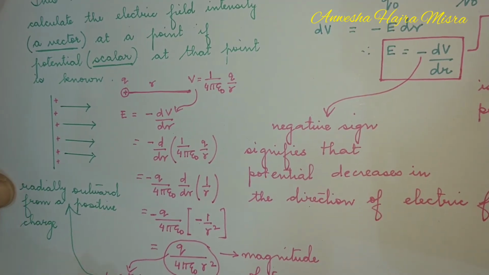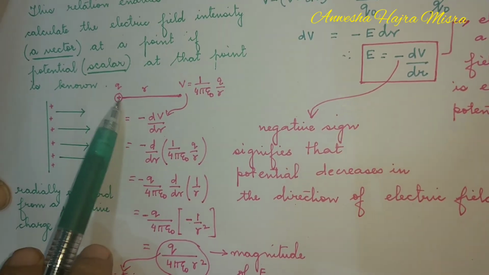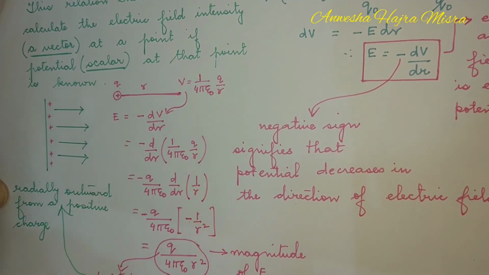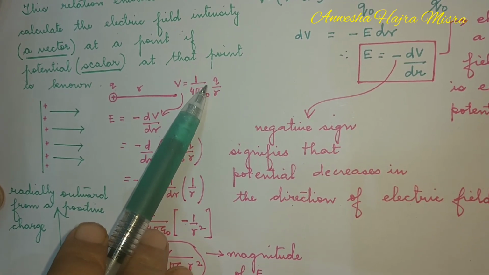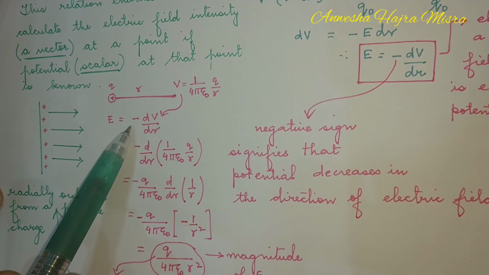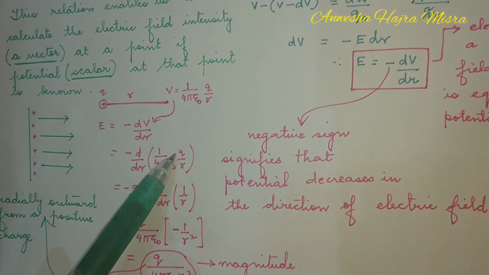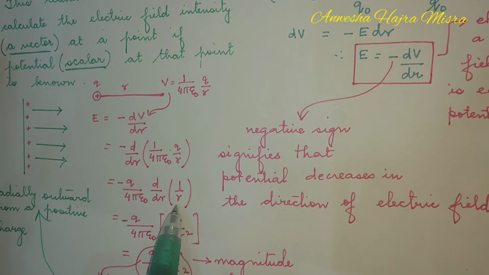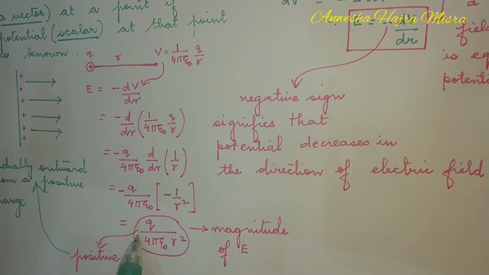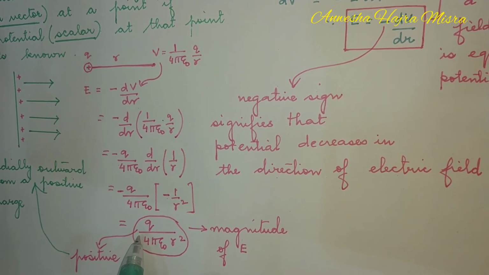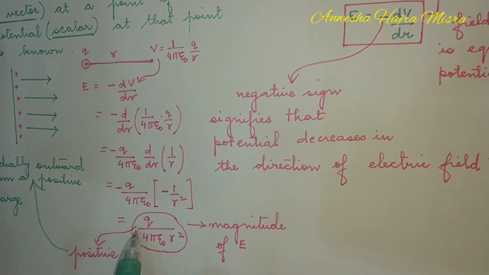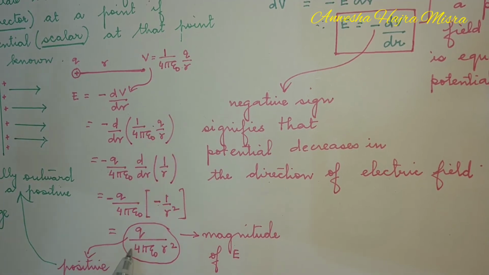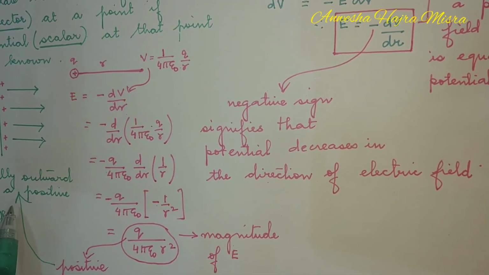So now if it is a negative charge, if this becomes negative, then potential will be negative. Here you will have a minus sign. If there is a minus sign over here, you will have a plus sign over here because Q is minus. And after you differentiate this, you will get a minus sign. Now when this becomes minus, that means it will be directed inward. So knowing the potential, you can get the magnitude of E and also the direction of E.